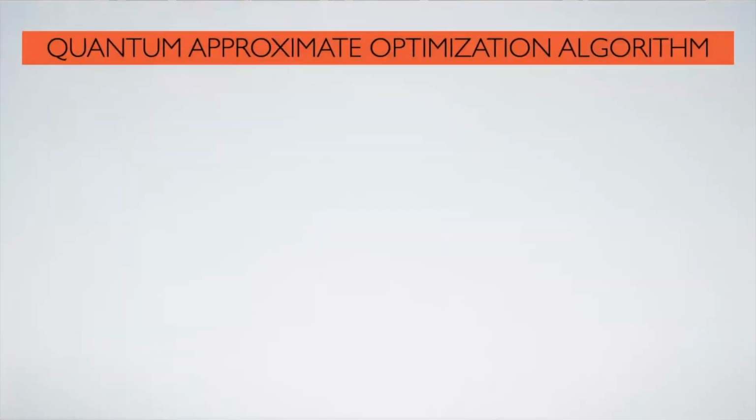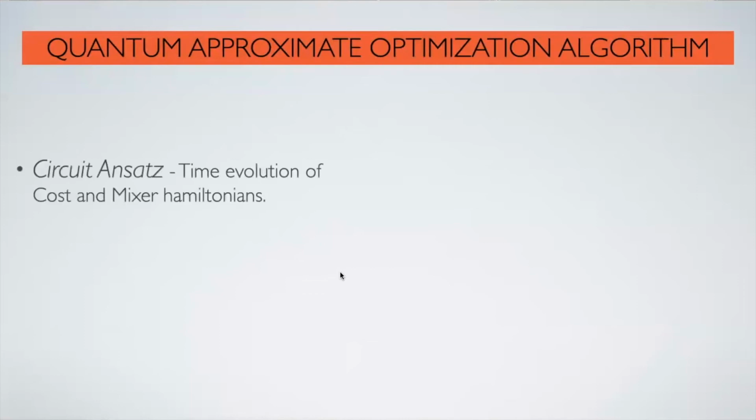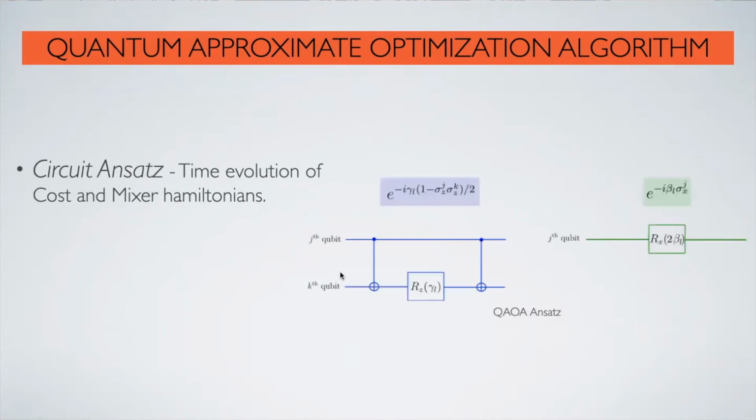So I'd like to elaborate on QAOA a little more, because this is one of the most promising NISQ algorithms for quantum advantage, and is also one of the algorithms that I'll be working with a lot. So in QAOA, you have a circuit ansatz, or the quantum circuit, a basic subroutine that is run in the quantum circuit. So in the circuit ansatz, you have cost and mixer Hamiltonians.